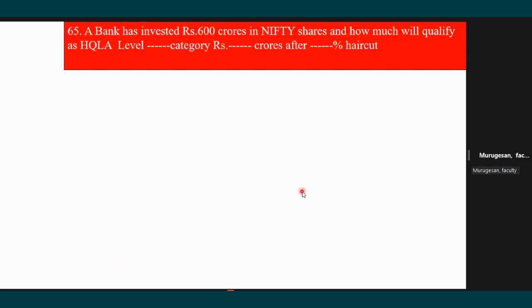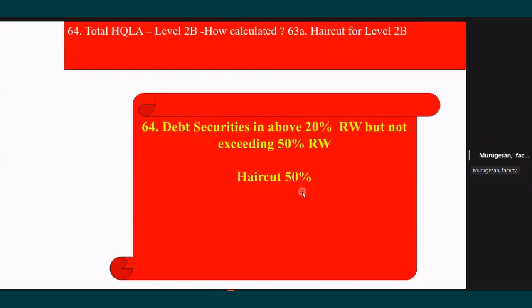I think I have given one numerical also. Sir, something is left, I think. Which one is left, madam? Debt securities above 20% risk weight. But rating, sir, rating is not mentioned. Yes, the risk weight means rating only, madam. AAA means 20% risk category. That is based on rating. The 20% is based on rating, madam.